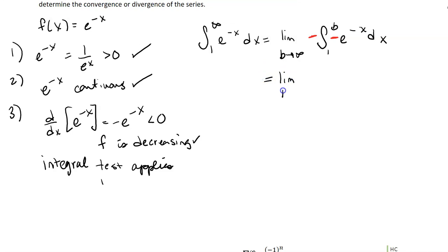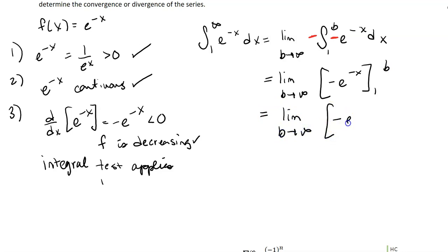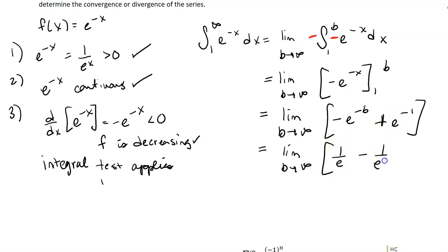And I get the limit as b approaches infinity of negative e to the negative x from 1 to b. So this is the limit as b approaches infinity of negative e to the negative b minus negative e to the negative 1. And so that'll be minus a negative, sorry. So this would be 1 over e minus 1 over e to the b. And as b approaches infinity, this is going to go to 0. So we get 1 over e and it converges.